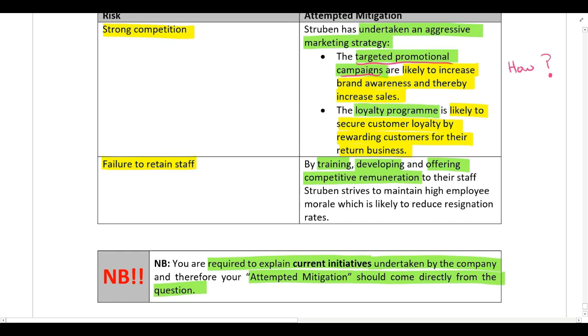So now, by doing all of that, they are trying to maintain high employee morale, which is likely to reduce staff resignation rates. So obviously, if staff are happy because they are receiving competitive remuneration, they're being trained and developed, they will then stay with the company, which means the company has then addressed this risk.